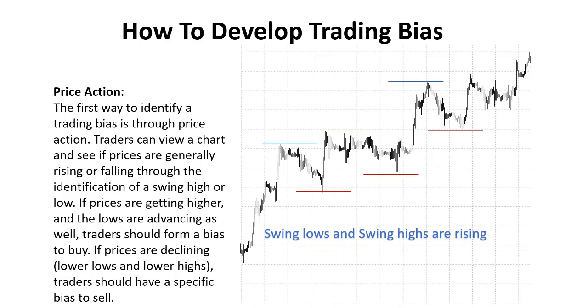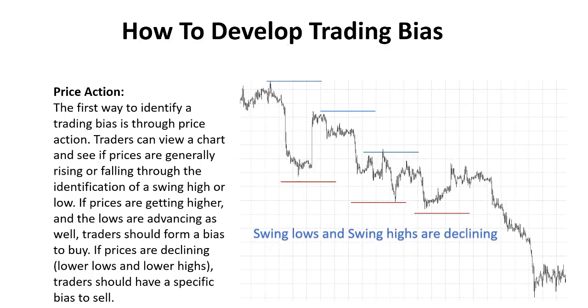Let's look at the opposite. When you see swing lows and swing highs, they are all declining. They are all falling. See, this is a swing high, as we said before, swing high, swing low, high, low, high, low. You see they're all falling. It shows you that we are in a downtrend market and you should be biased to selling. You should be shorting this market.